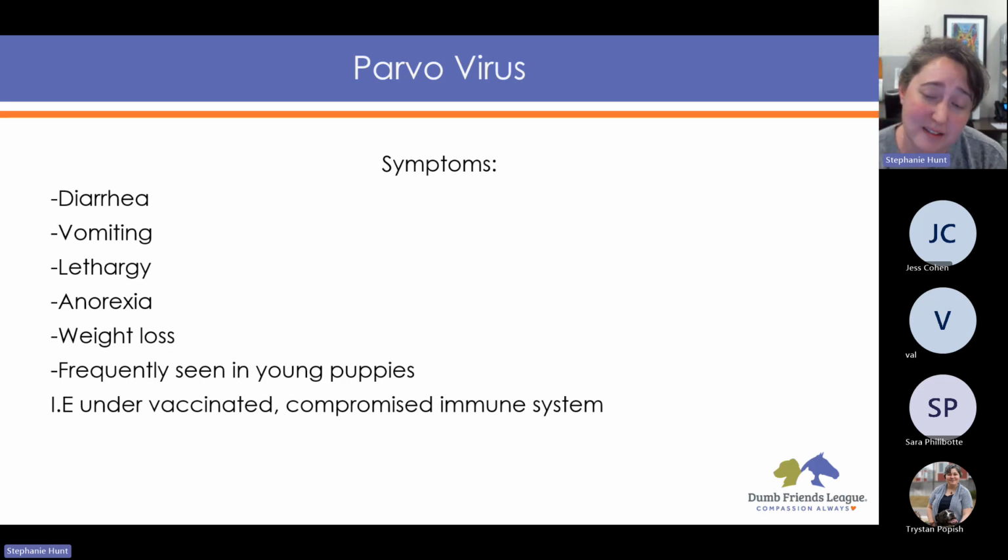We see it in puppies because they either have not had vaccines or have an incomplete vaccine course, so they haven't had the full 3 vaccines that are typically recommended by your private veterinarian, and their immune system has not had the time to fully integrate that protection against parvo in their body. So we're going to see it in young puppies or animals that have not had vaccines.